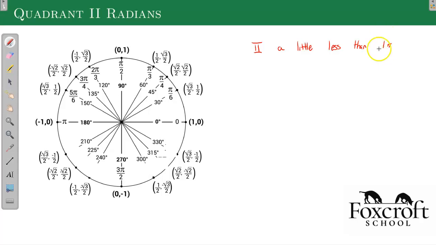All right, so if we want to be a little less than 1 pi, what I'm going to do is take the bottom number of my fraction. So 1 pi would be 6 pi over 6. And how am I a little bit less than that? I just subtract 1 from the top.